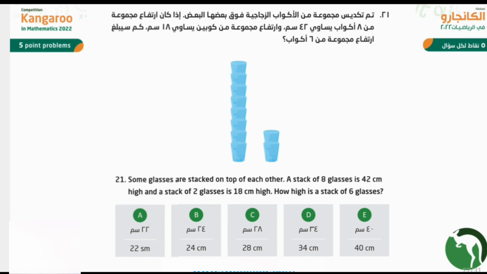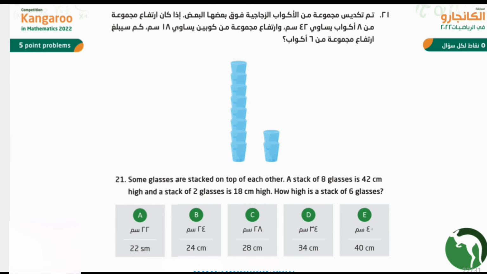Now we will start with the questions that have 5 points for each. In question number 21, some glasses are stacked on top of each other. A stack of 8 glasses is 42 centimeters high and a stack of 2 glasses is 18 centimeters high. How high is a stack of 6 glasses?